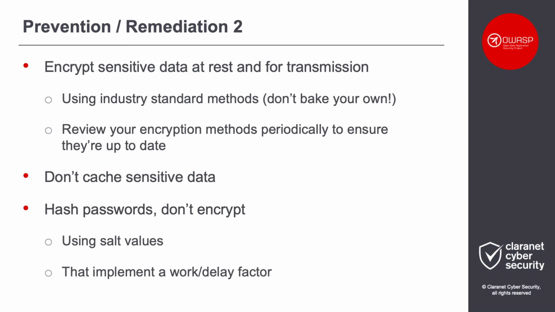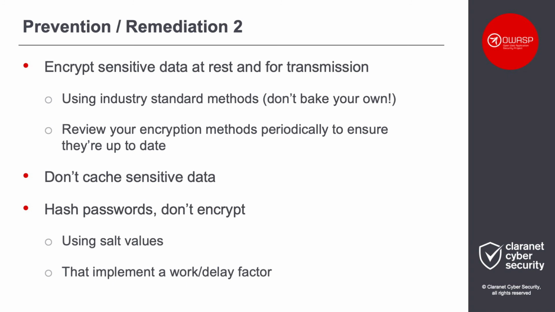So you should also encrypt sensitive data at rest and for transmission. Use industry standard methods. Don't bake your own encryption or hashing protocol. There are some very well-tested and well-known protocols out there. Usually when you make your own protocols, etc., they end up having issues in them and can be cracked. And review your encryption and hashing methods periodically to ensure they're up to date and that they are the most secure that they can be, or at least relatively secure enough for the data classification that you have applied to them. Don't cache sensitive data. It's a very important one. And finally, hash passwords, don't encrypt them.